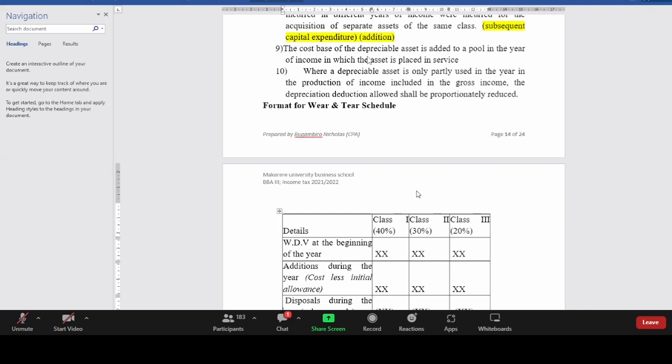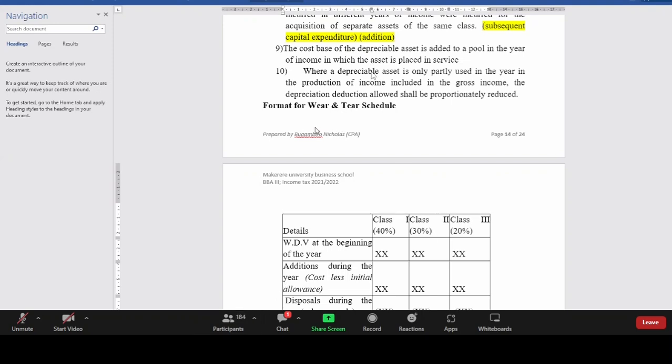purchase and none in the year of disposal. Why do we say that? In the year of disposal, when you dispose of a depreciable asset for tax purposes, we charge depreciation at the written down value at the end of the year. So it implies that at the end of the year, that asset will not be in place.